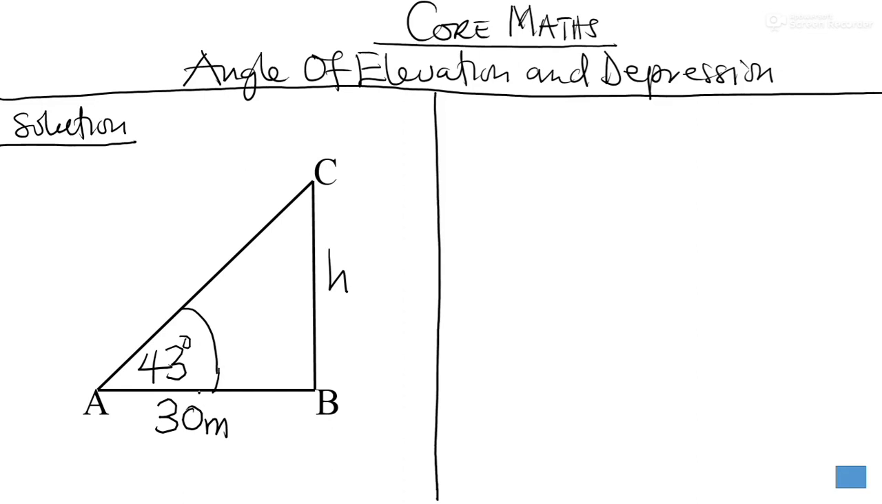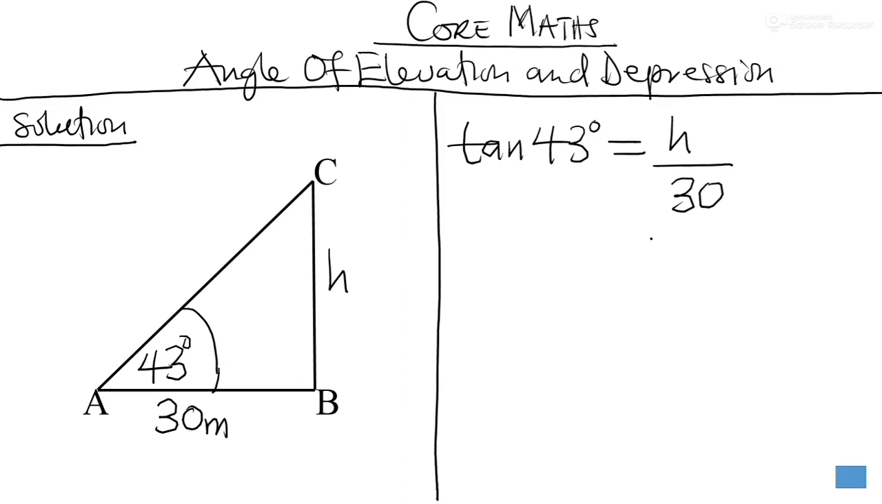Tan. Good. So we are going to use tan theta, because tan theta is opposite over adjacent. So we are going to have tan 43 degrees, and it's equal to our H, which is opposite, over our 30, which is the adjacent. So tan 43 degrees is equal to H over 30.